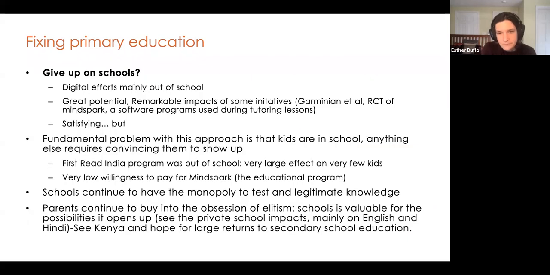So if what the parents value is mainly the legitimation process that comes with the school, then it seems really, really important to continue working with the school, even though it's hard. So we have to find ways to engage with the school system.